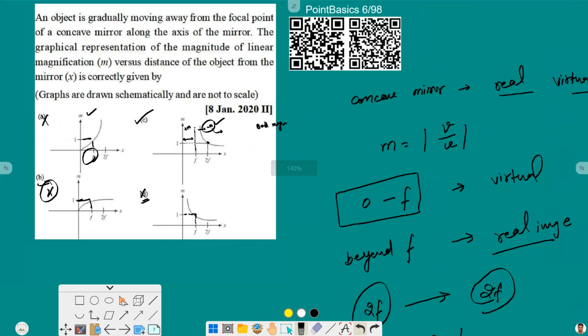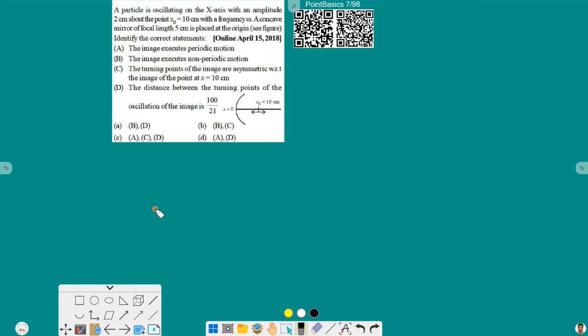Now let us move to the next one. A particle is oscillating on the x-axis with an amplitude of 2 cm about point x naught equal to 10 cm with frequency omega. A concave mirror of focal length 5 cm is placed at the origin. See figure. Identify the correct statement.